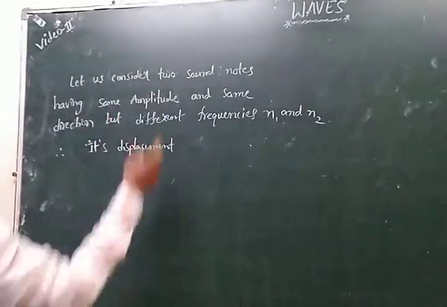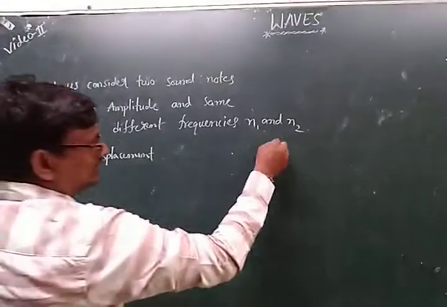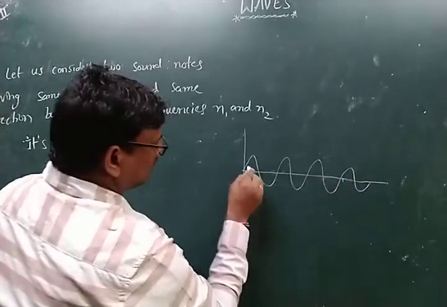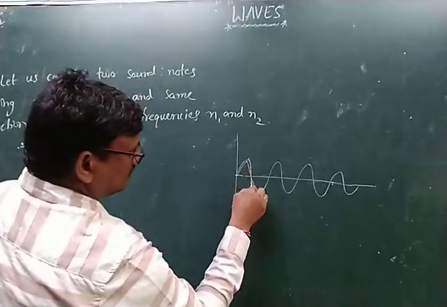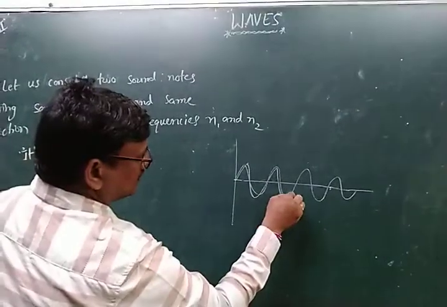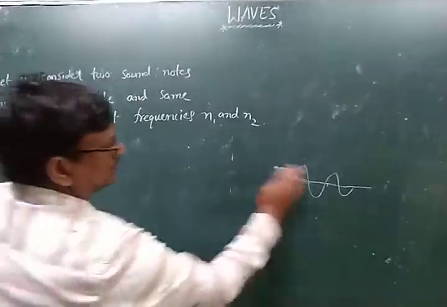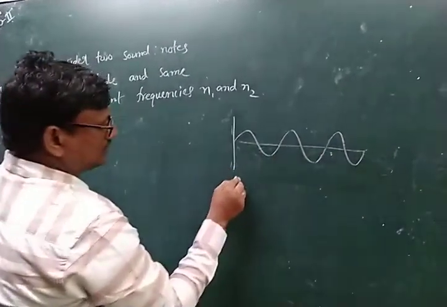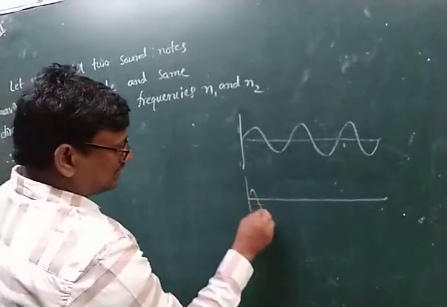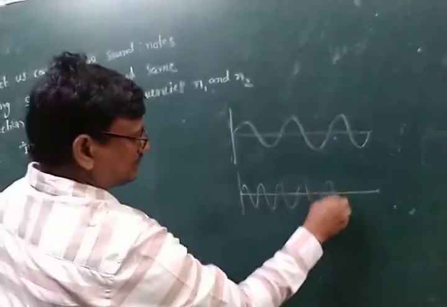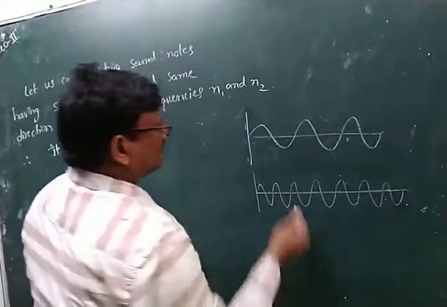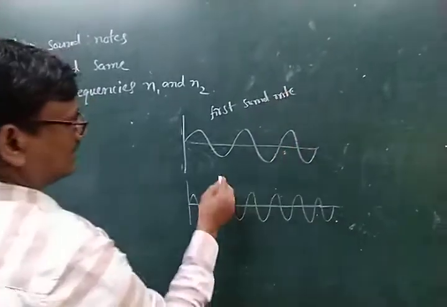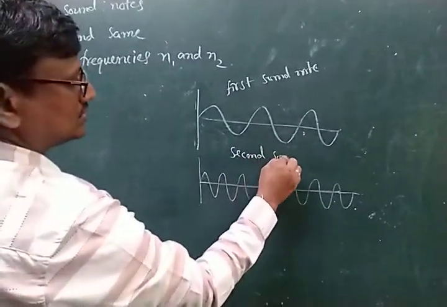See how many sound wave notes are there? Two sound notes. This is the first sound note and the second one will be there. This is the first sound note and it will be the second sound note. Okay, first sound note and the second sound note.